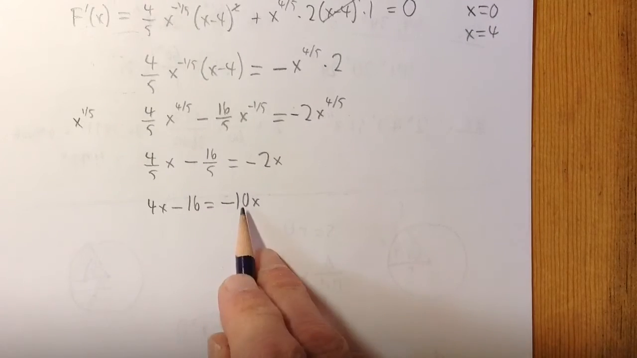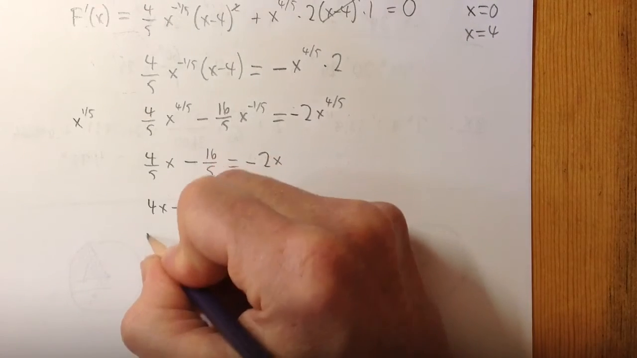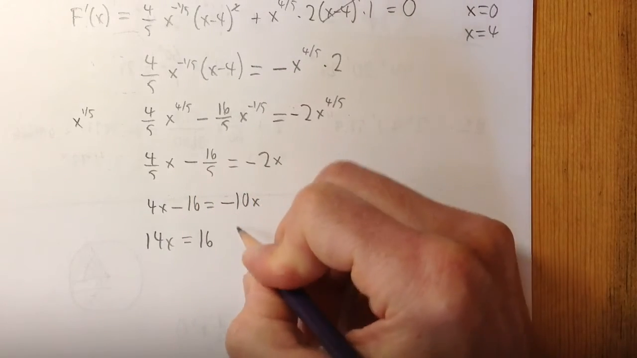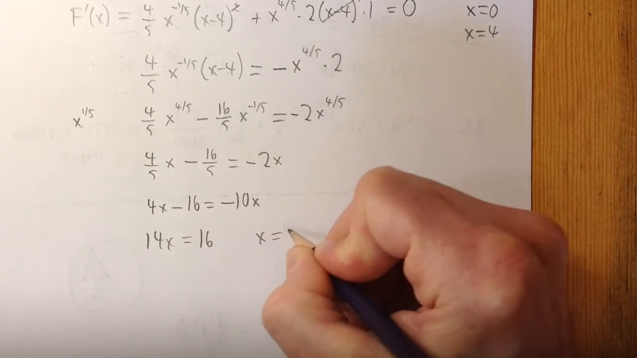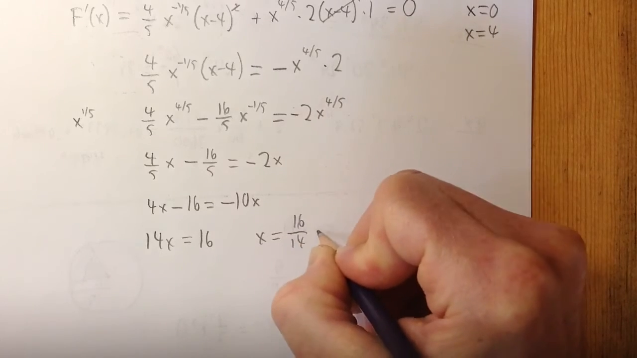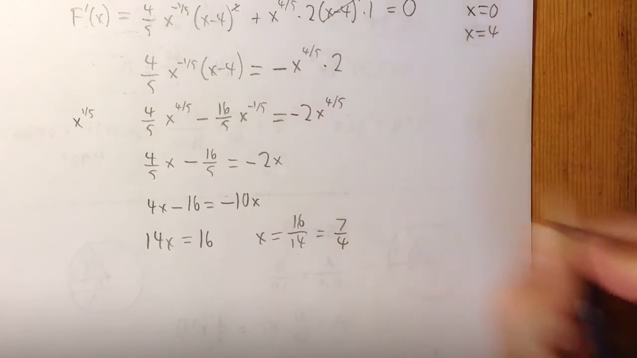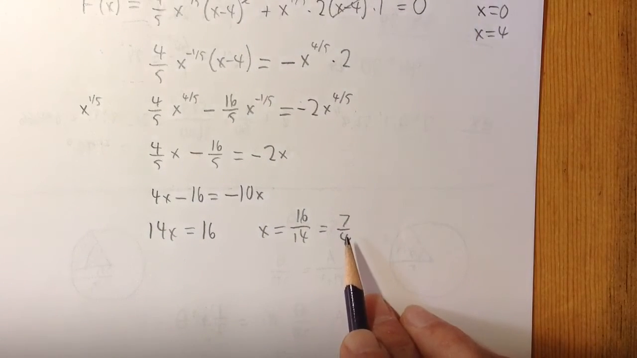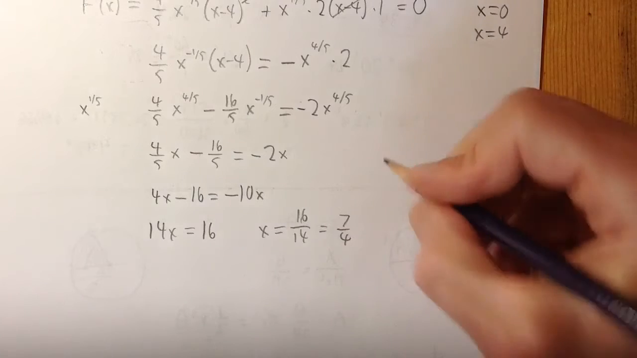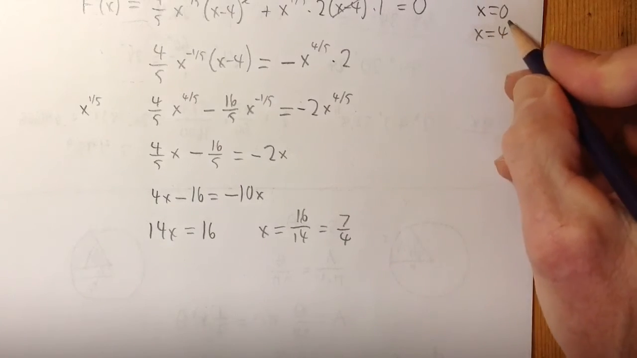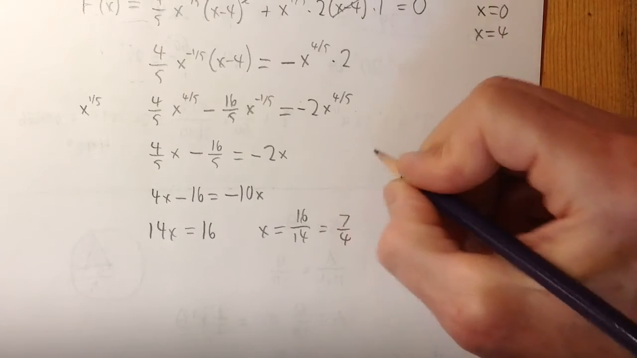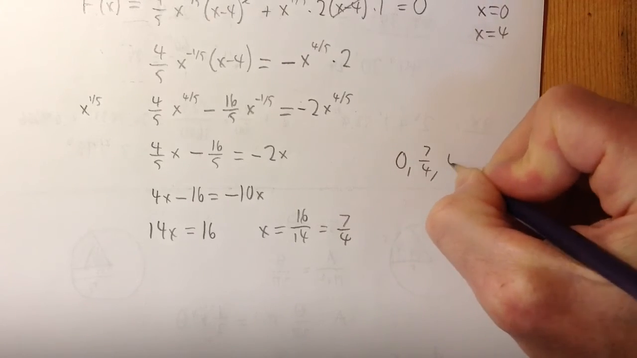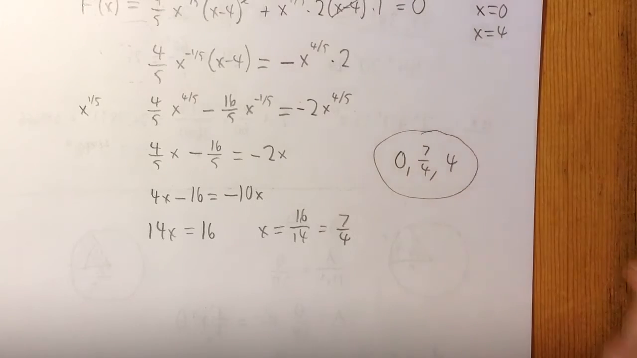4x, so it'd be plus 10x, so that'd be 14x is equal to 16, or x is equal to 16 over 14, which is 7/4. Okay, so the last critical number is 7/4. So we have 3 critical numbers then: 2 from before, 0 and 4, and 7/4. So we have, put them in order, 0, 7/4, and 4. Those are our critical numbers or points.